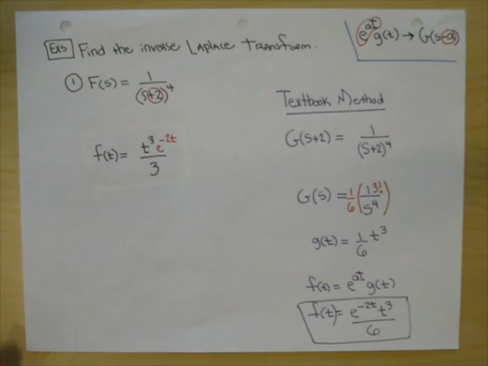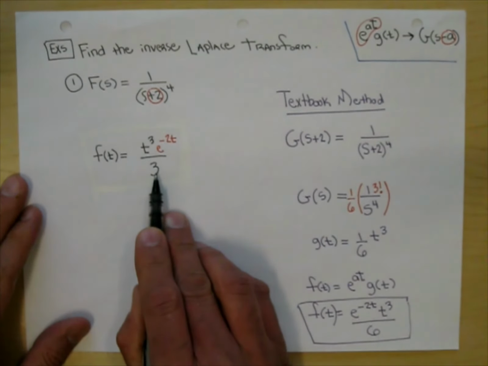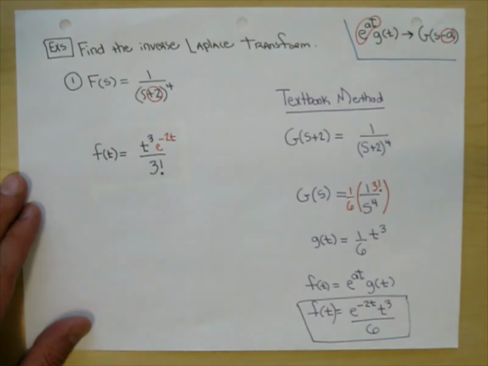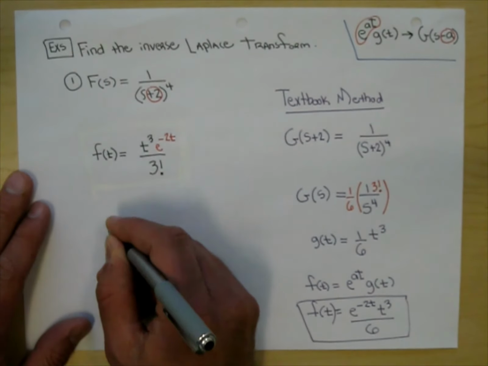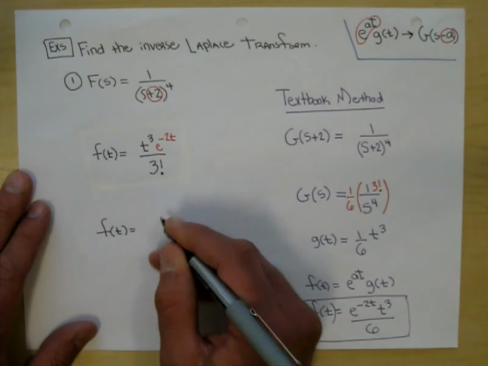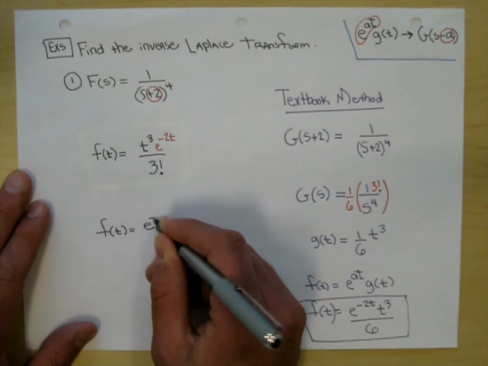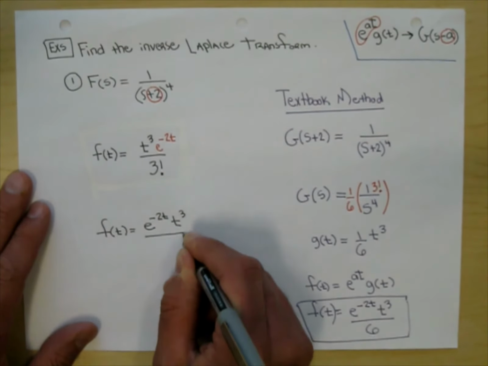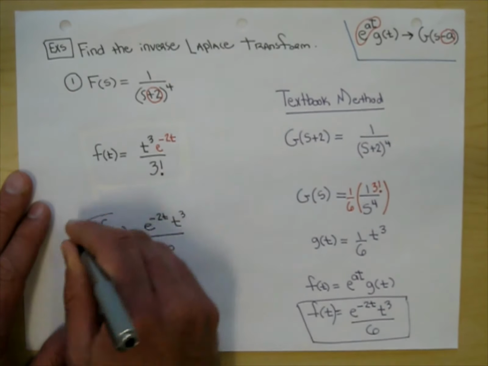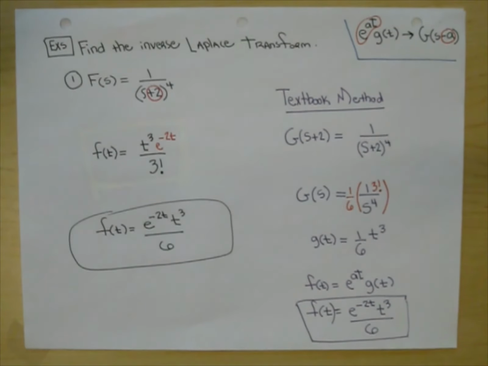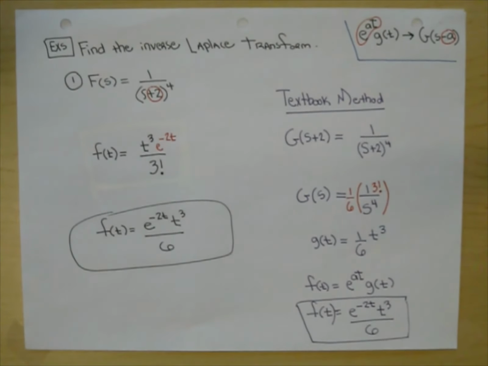So there it is. So there it isn't. That right there should be a 3 factorial. Okay, so my final answer should be e to the negative 2t, I'll put that first, t cubed all over 6, and there it is.